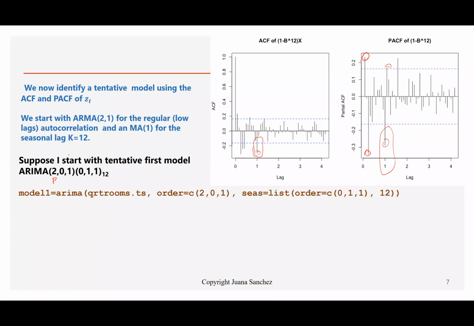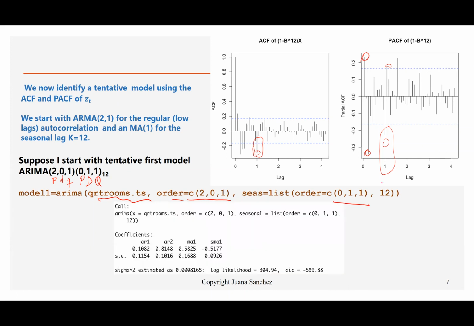I didn't do regular differencing, remember? So I have the little d equals 0, the little q equal 1. And then I did seasonal differencing. So this is the big D, this is the big P, and I have an MA1, so this is the big Q. So that's my model, and I feed it with the quartic room.ts, the order. It corresponds to the order there, and the order for the seasonal part is here, okay?